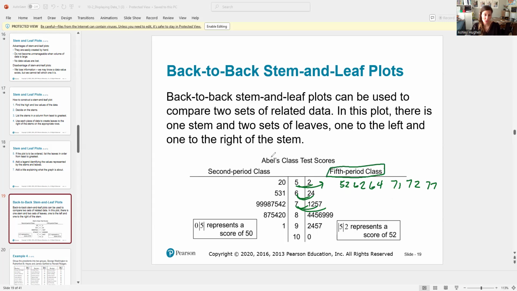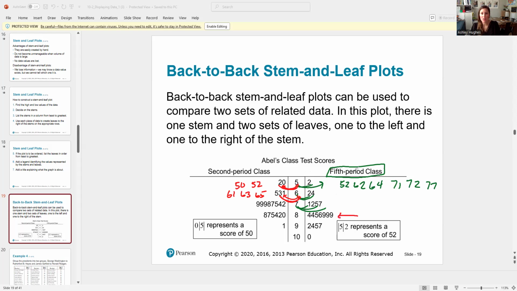So Mrs. or Mr. Abel, for their 5th period class, we have that data. I'm going to use red over here. This one we're going to read backwards. So 50 would be a grade in 2nd period, and 52, and this would be 61 and 63 and 65. So you can line them up and easily see which class scored better.